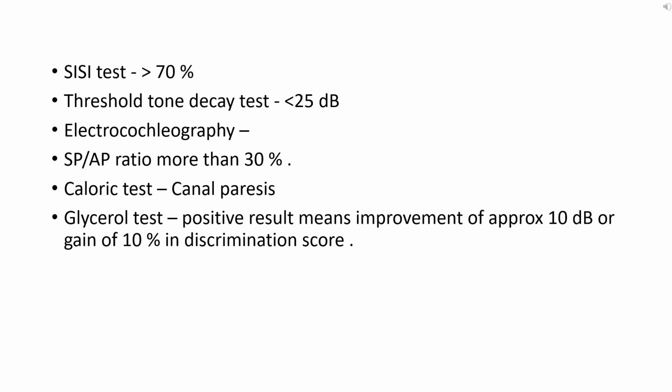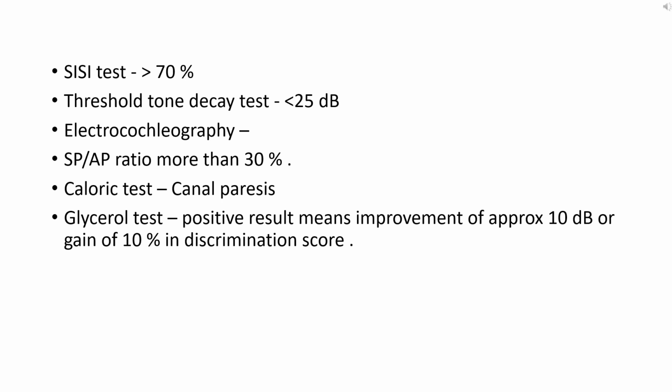What are a few other important, or relevant, investigations in case of Meniere's disease? One is the SISI test. What is SISI? It is the short increment sensitivity index. The value will be more than 70%. That indicates sensorineural hearing loss or Meniere's disease. Another test is the threshold tone decay test, or TDT. The value will be less than 25 decibel.